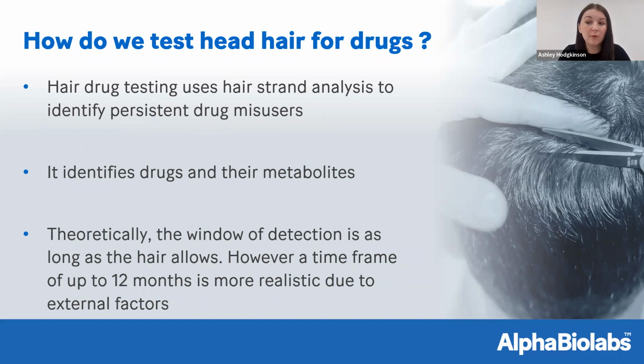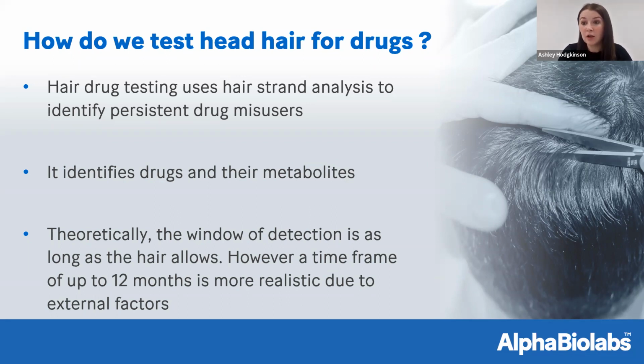So we know how it gets there now. We know how long to wait until it's present in the sample. But how do we test it for drugs? So when we're looking at a head hair sample for drug use, we are looking for persistent drug misusers. We're not looking for one-off events. So it's not going to detect a single episode of consuming drugs. It's looking for a more frequent drug user. We're looking for not only the main drug groups, which we'll come on to, but also the metabolites, which I'll explain in a little bit more detail later on.